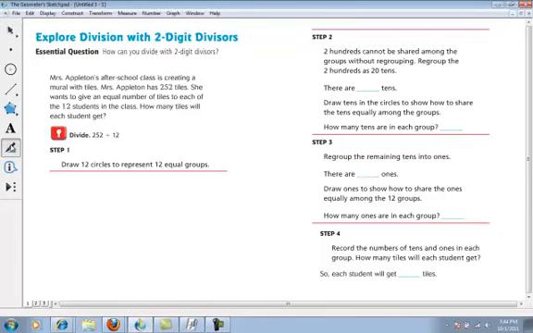In this lesson, we're going to explore division with two-digit divisors. Our essential question asks, how can you divide with two-digit divisors? Well, let's take a look at how we can do that.